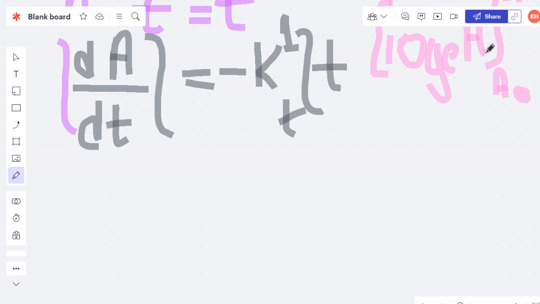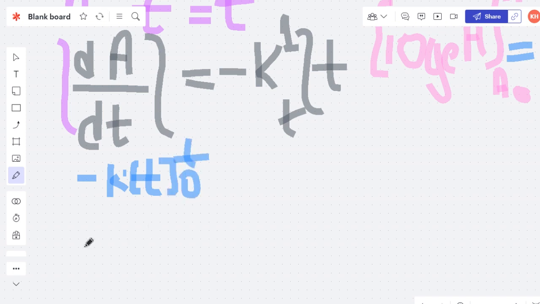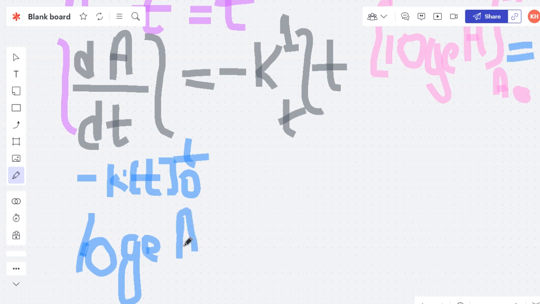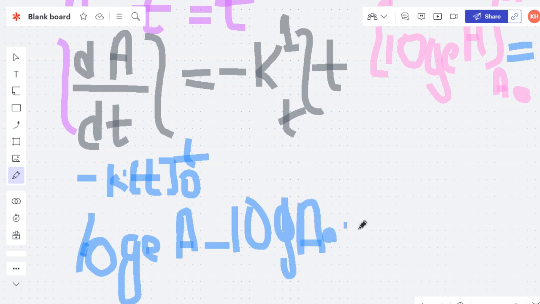So now what's going to happen is there is something which is equal to minus k, t goes from 0 to t, right? And when you open the formula, it will look something like this. Log e a minus log e a naught is equal to kt minus 0, which is equal to kt.